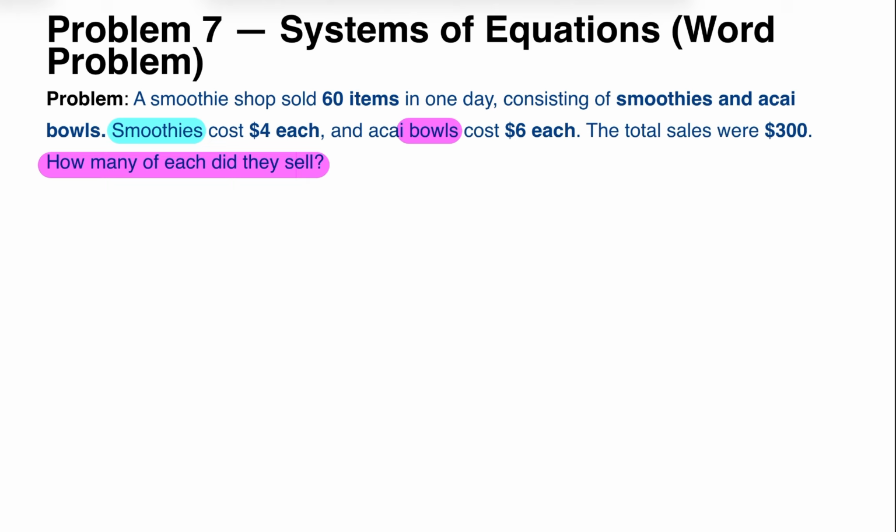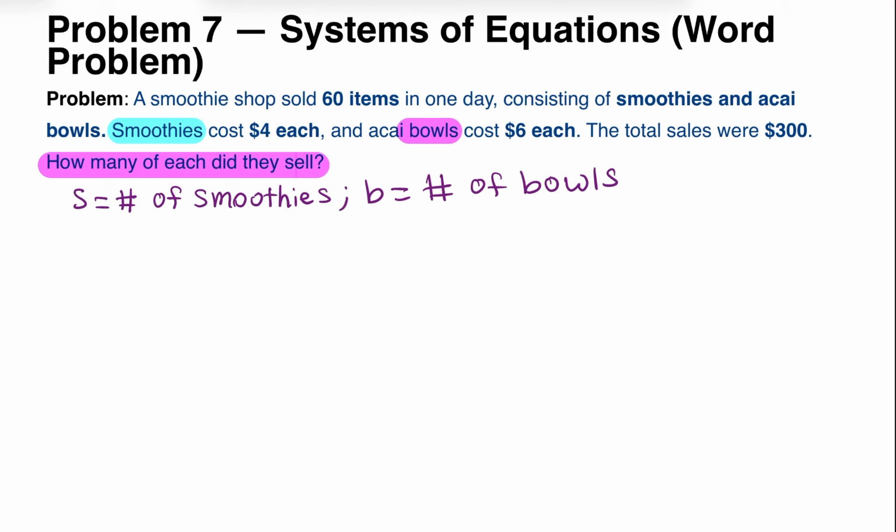So for smoothies, we'll say S equals the number of smoothies. And then for the bowls, we'll say B equals the number of bowls.